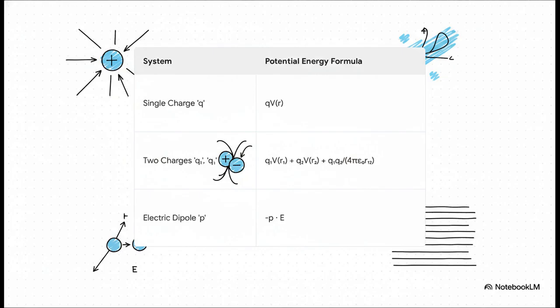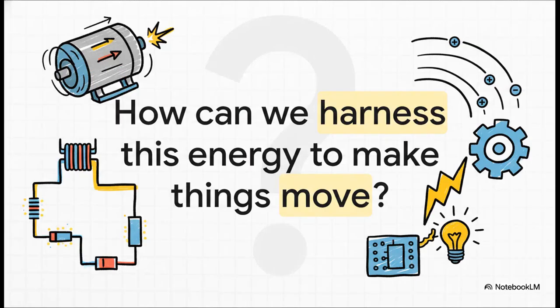And that leaves us with one final forward-looking question. We figured out how to define and calculate all this stored potential energy. But the real magic, the whole point of it all, happens when this potential energy gets converted into kinetic energy, when forces do work and make things move. That is the principle behind every electric motor, every battery, every single circuit. And that, my friends, is where the real action truly begins.